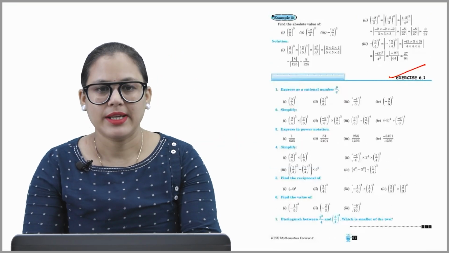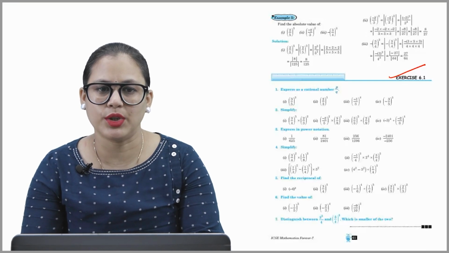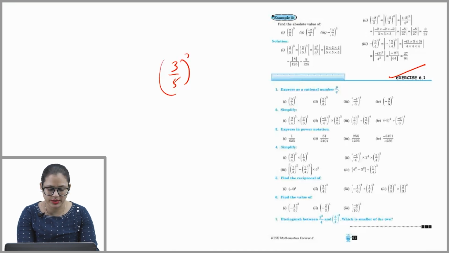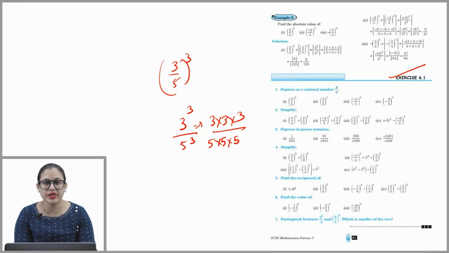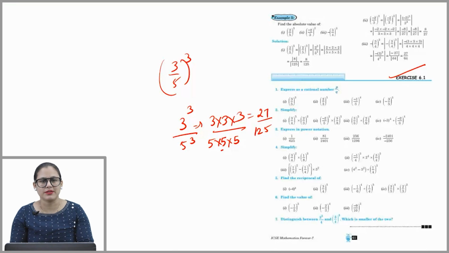Exercise 6.1, express as a rational number p by q. 3 by 5 raised to the power 3. So how will you write it? 3 raised to the power 3 upon 5 raised to the power 3, or 3 into 3 into 3 upon 5 into 5 into 5. 3 into 3, 9. 9 into 3 is what? 27. 5 into 5, 25. And 25 into 5 is 125. So this is your answer.